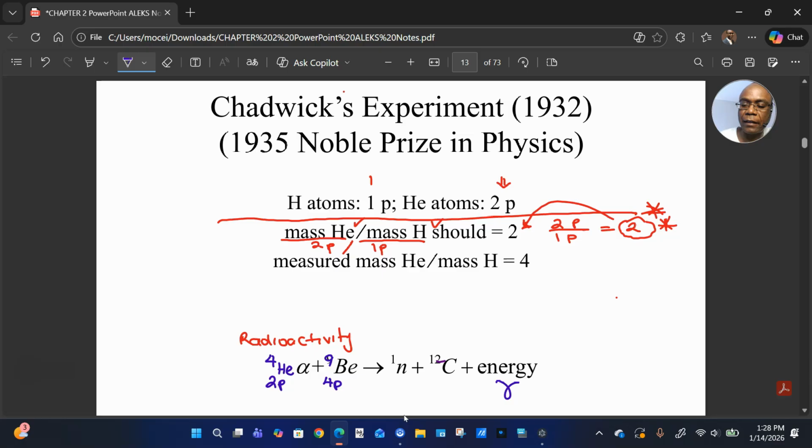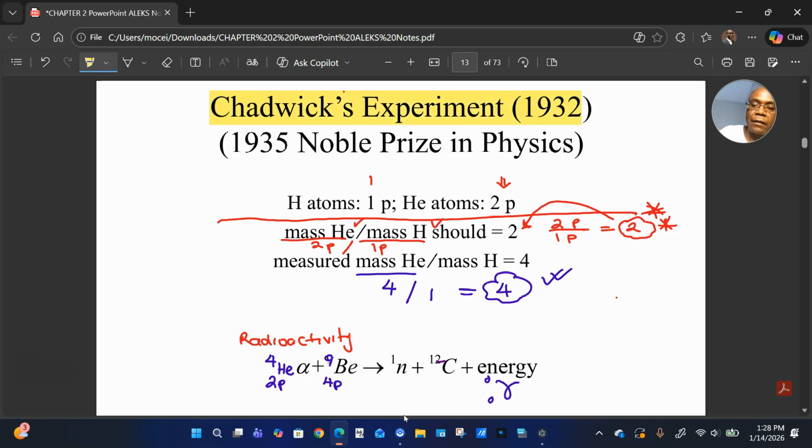Gamma rays are very high energy, but they couldn't see how that would contribute to the mass of helium, because you are saying the mass of helium has to be 4 and the mass of hydrogen has to be 1 for us to really get this factual ratio of 4. So another scientist called Chadwick came in and said, okay, no problem, I'm going to help you out.